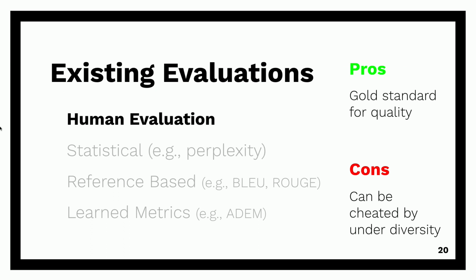In fact, no existing evaluation of natural language generation captures both the elements of quality and diversity that we think are important. Human evaluation, as we previously discussed and just seen, captures quality really well, but can be cheated by under-diversity.